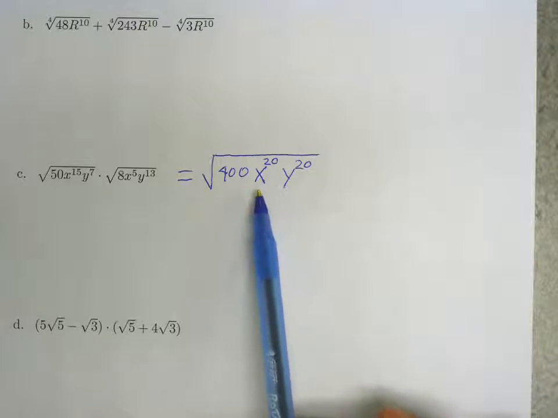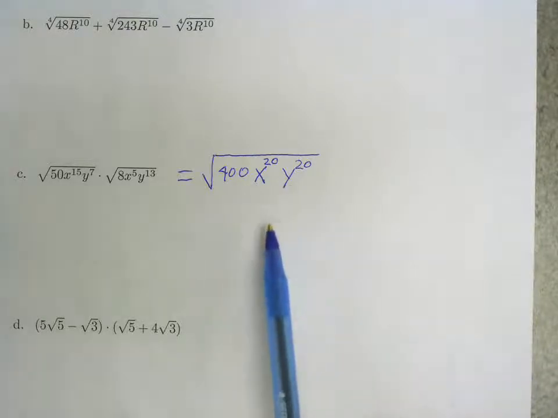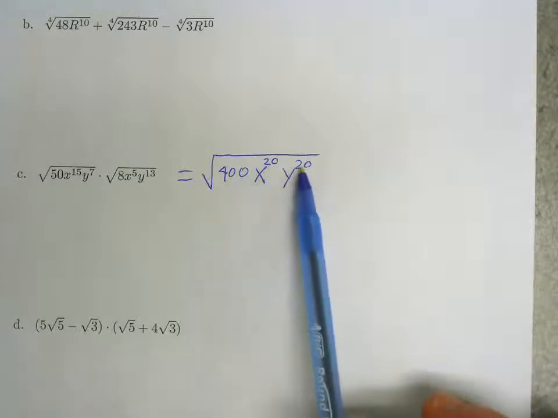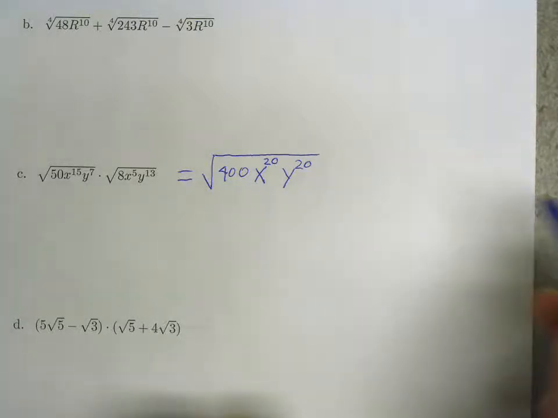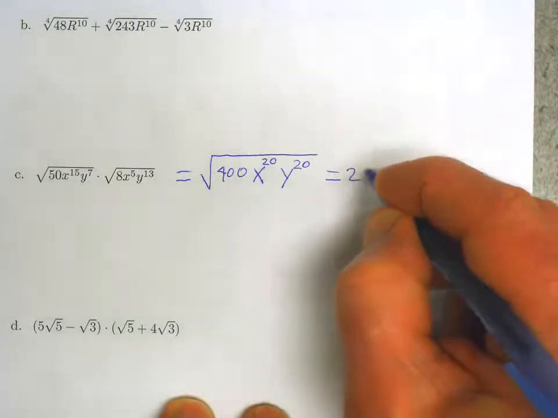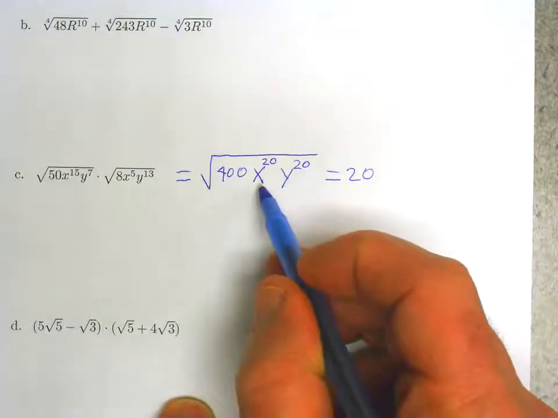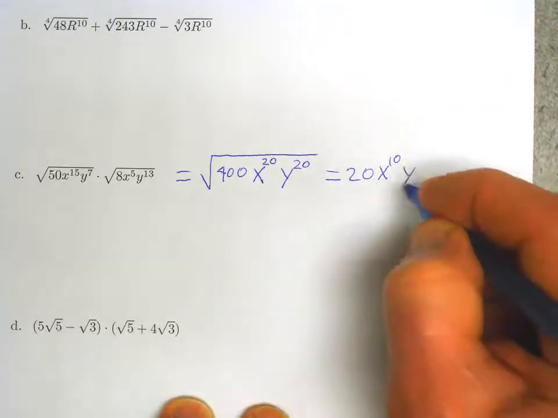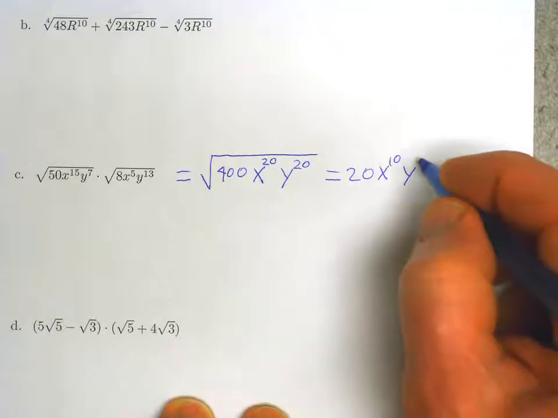And both x to the 20th and y to the 20th are perfect squares because the exponent 20 is a multiple of 2. So our final answer: the square root of 400 is 20. The square root of x to the 20th is x to the 10th. And the square root of y to the 20th is y to the 10th.